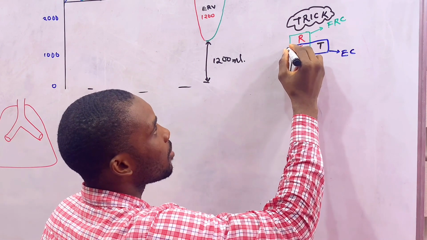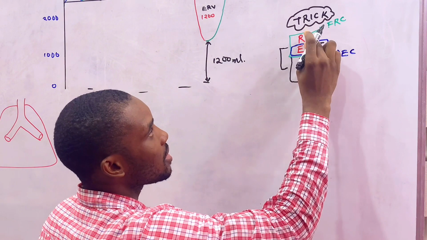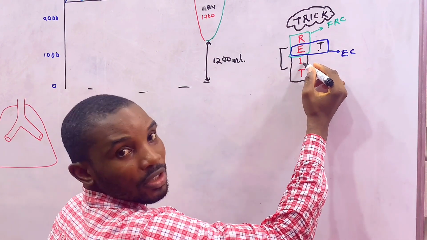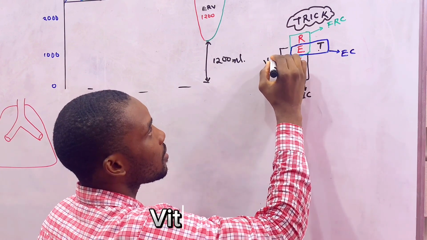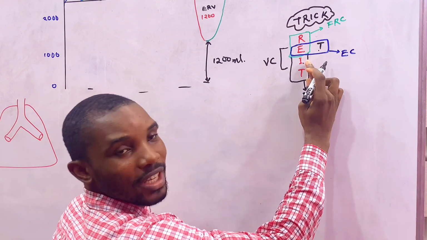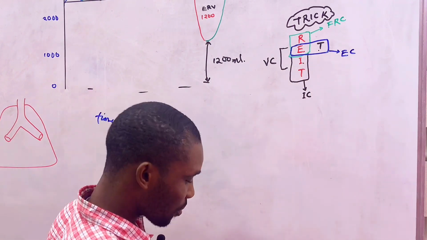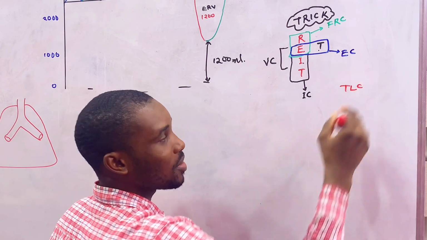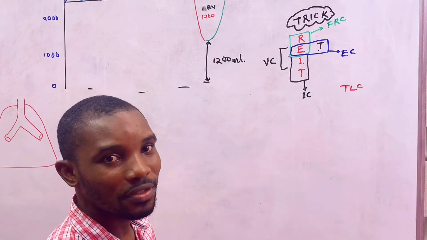You're taking everything in the middle, so you're removing just the last two, up and down, and then you're taking 1, 2, 3, to give you vital capacity. That's your expiratory reserve volume, tidal volume, and inspiratory reserve volume. Then I'm sure you obviously know your total lung capacity, which is a combination of all four volumes.